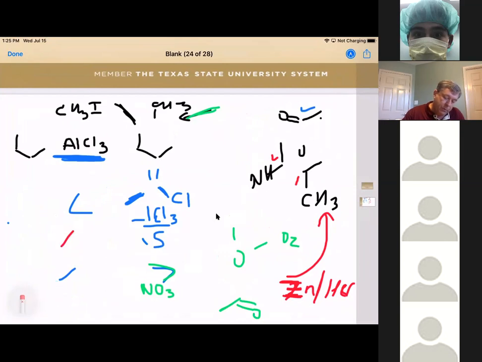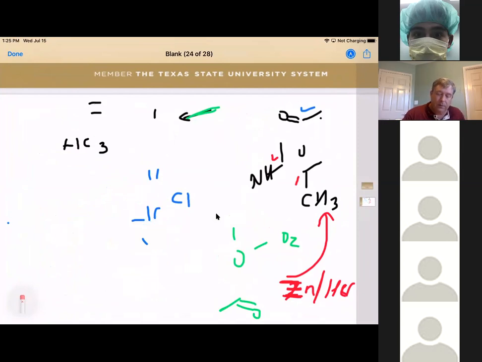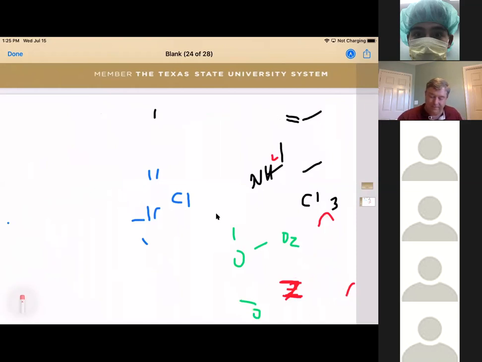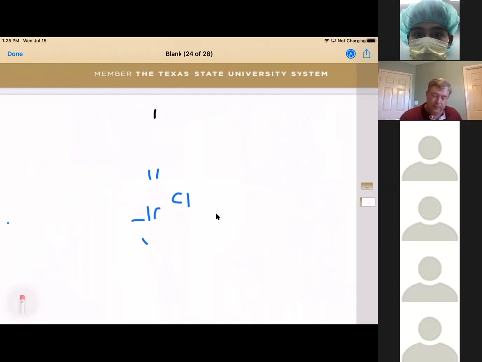What functional groups do we want to have on this one? What's your favorite functional group? Don't say ethanol. Anybody have a favorite functional group there? No, okay. So let me do one.